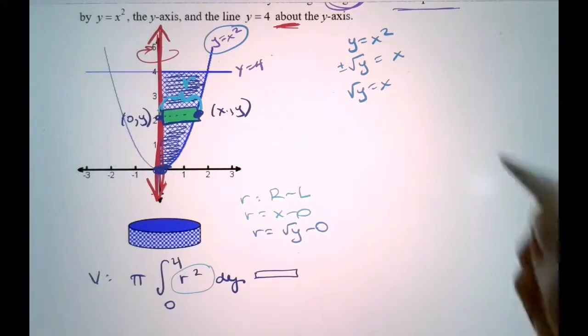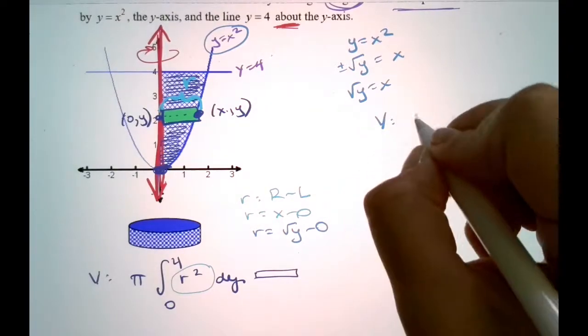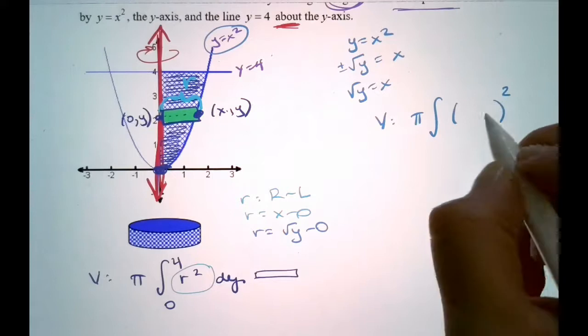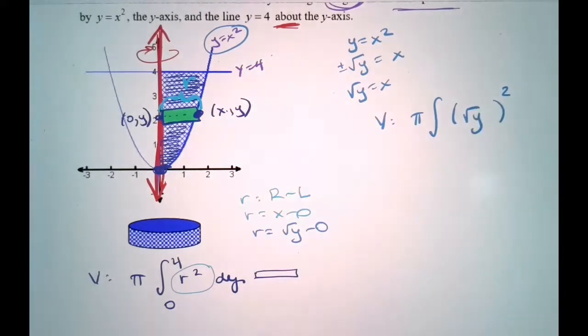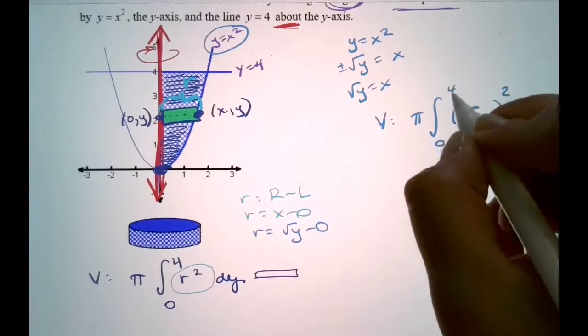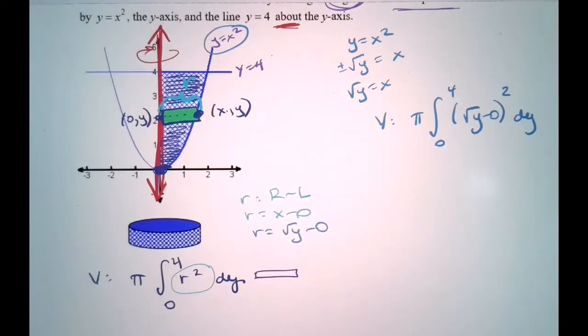So my volume is going to have the pi on the outside. I'm squaring r, which is really just the square root of y, right? I don't really have to write the minus 0, although you can. It's a dy, my limits of integration we already discussed. So this is great. If I said, hey, set up an integral that represents the volume of the solid, you've got it. This is great. All the nuts and bolts are here.